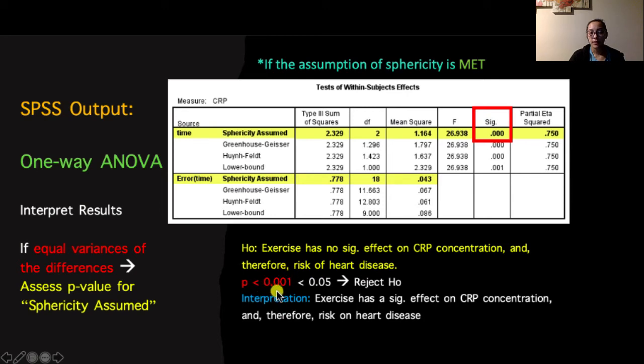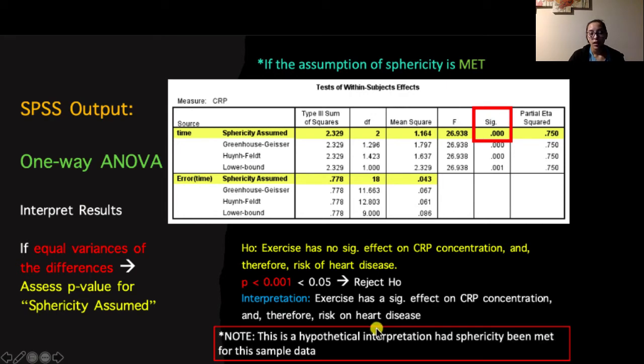However, p was less than 0.05, so we know we can reject that statement, and we would interpret our p-value as the opposite, right? So exercise does have a significant effect on CRP concentration, and therefore risk of heart disease. Note, this is a hypothetical interpretation. Okay, so had sphericity been met, we would have used this p-value.